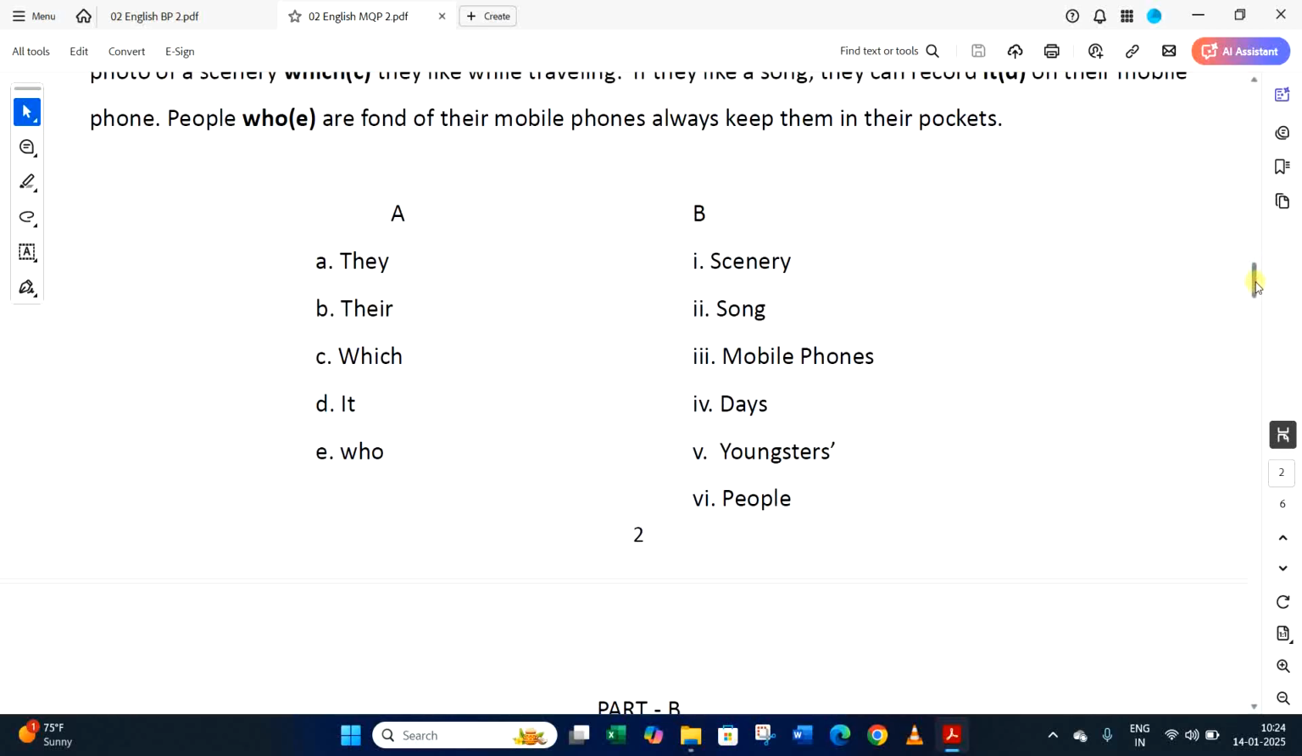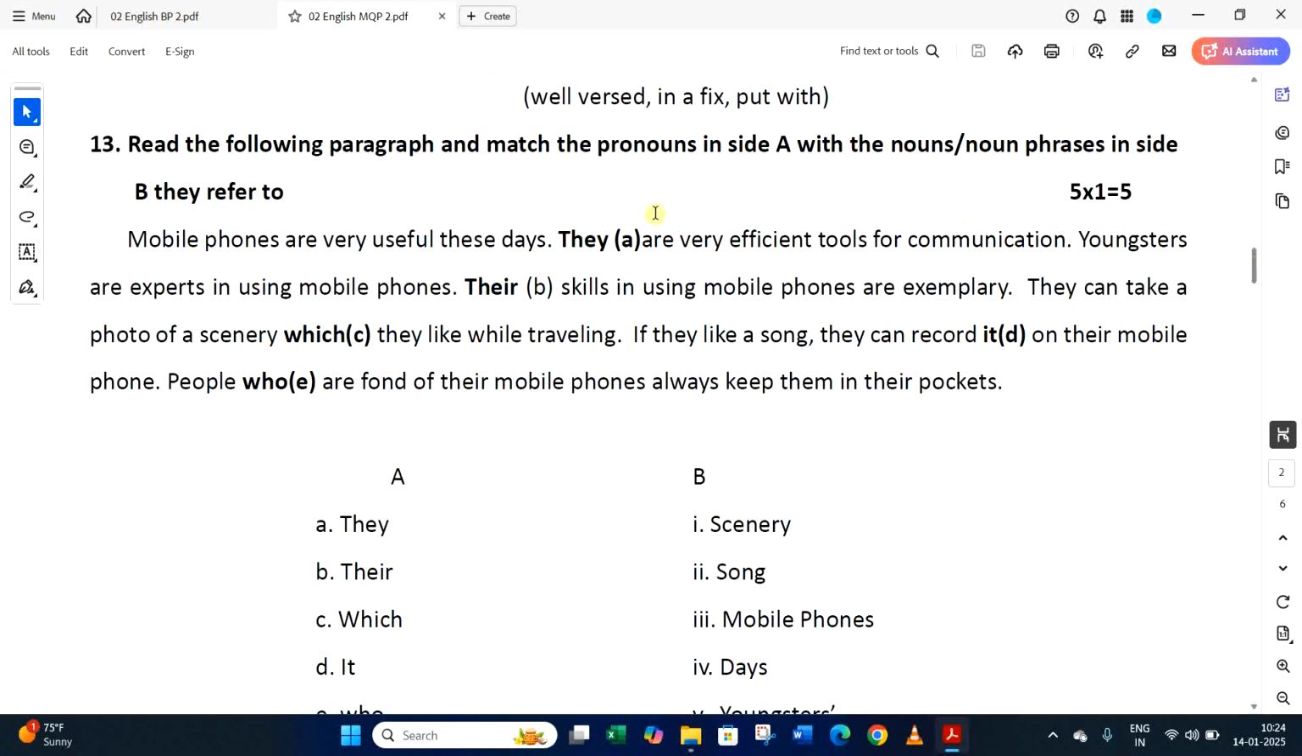So in column A you will find all the pronouns, which have been given here in sequence A, B, C, D. And then in column B you will find the corresponding nouns and noun phrases, right? So this is all about a 5 mark question.